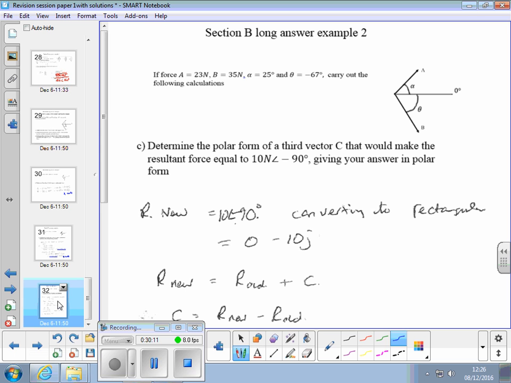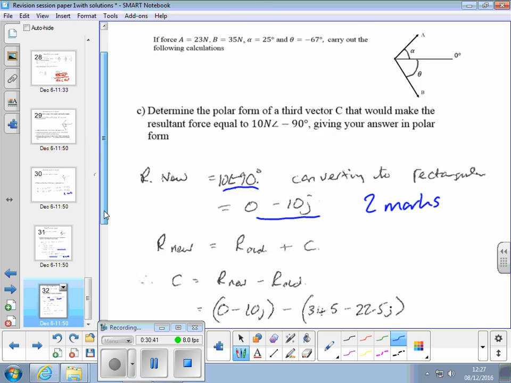The last bit, right? What you're being asked here is to determine the polar form of a third vector C that would make the resultant force overall, the new resultant, equal to 10 angle minus 90. What I've done here is converted that to rectangular form. 2 marks. Have I got to give for this 9 altogether?